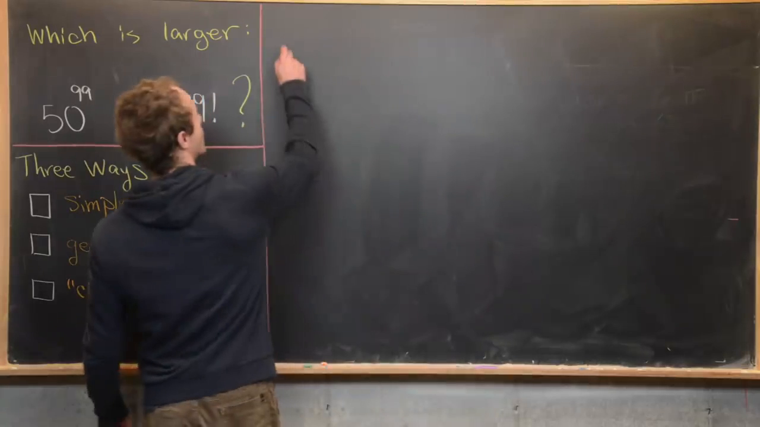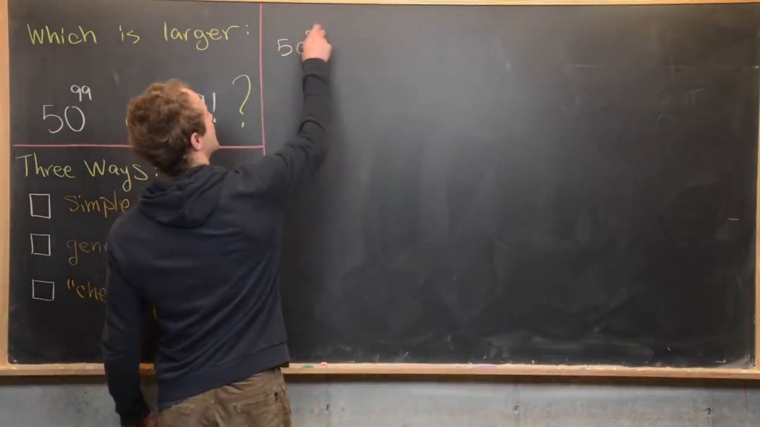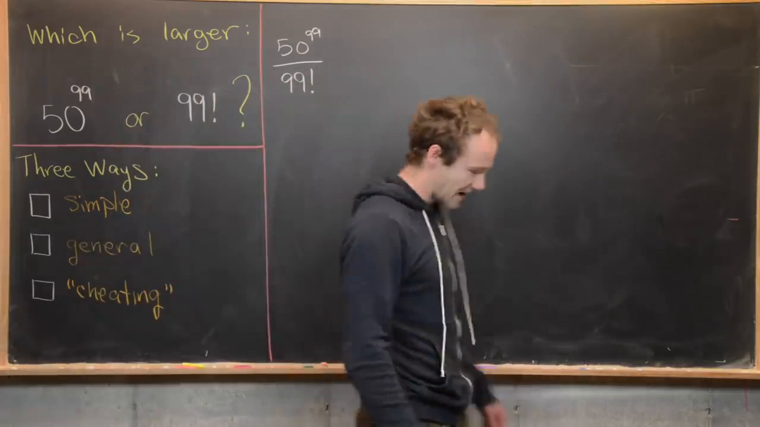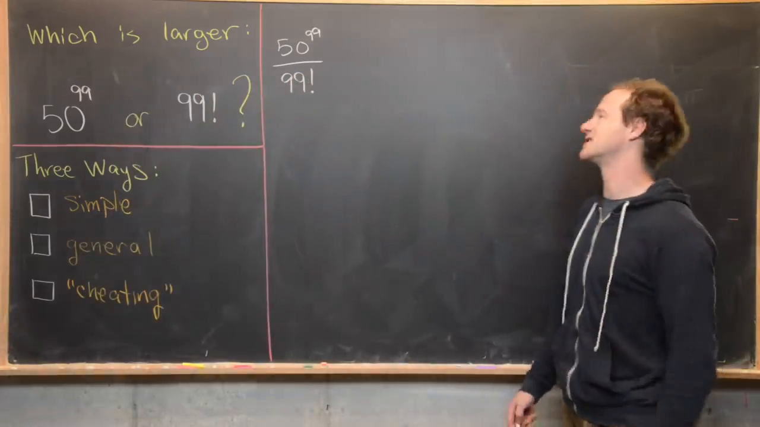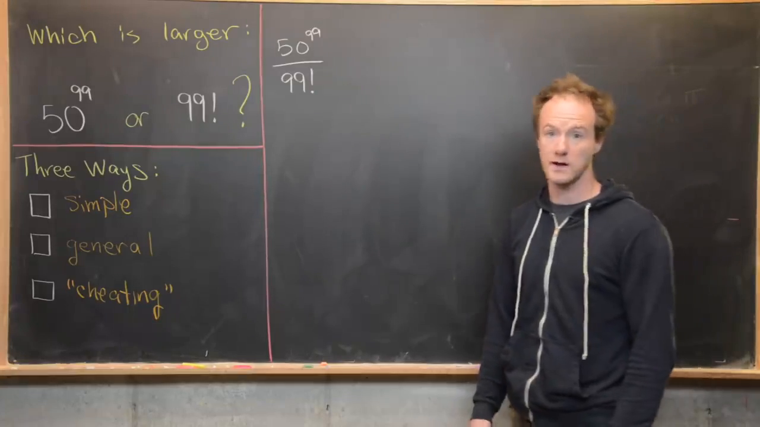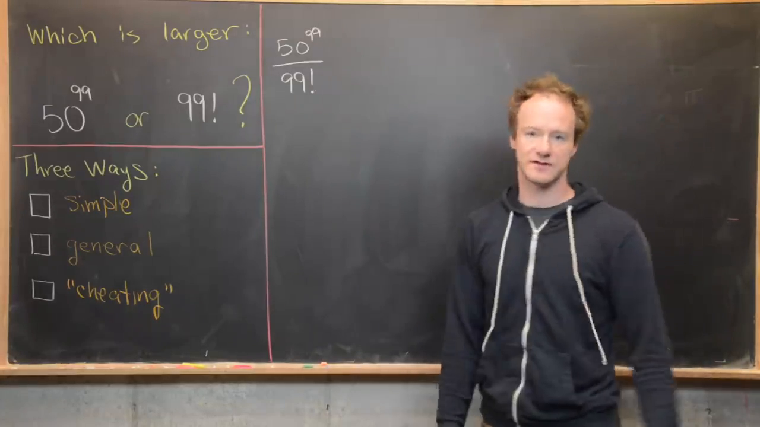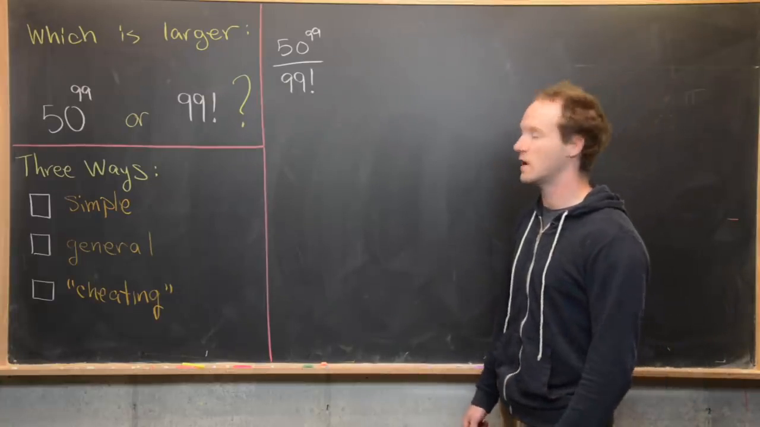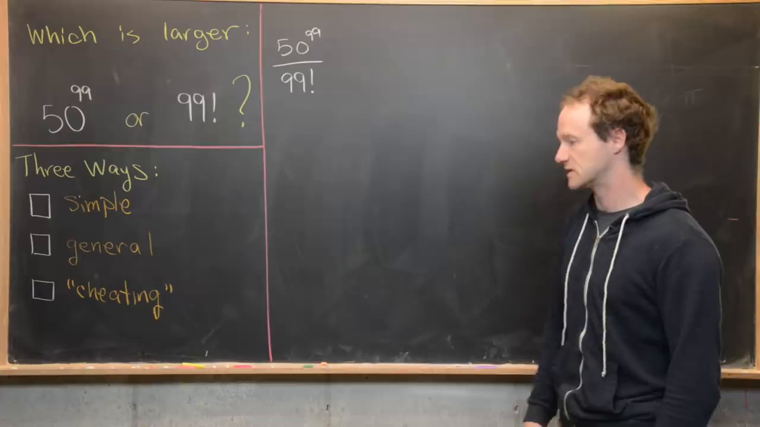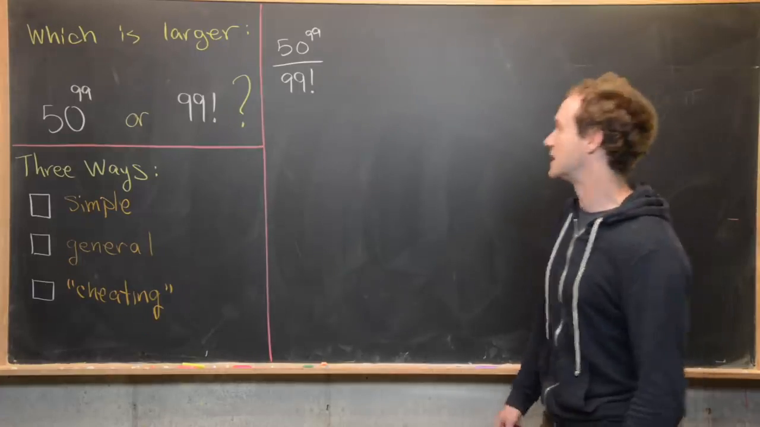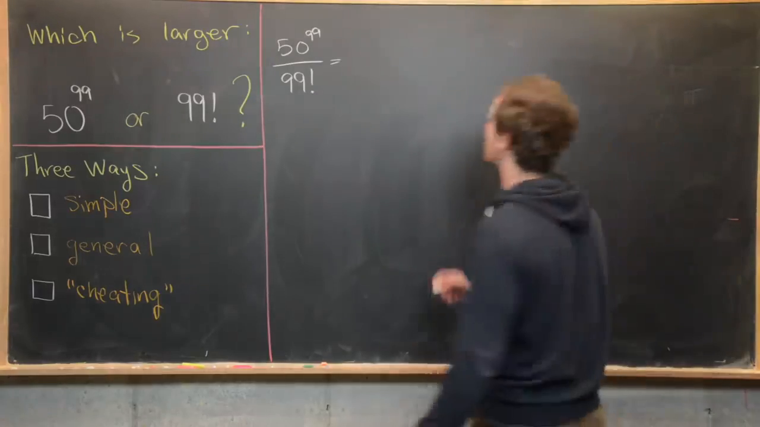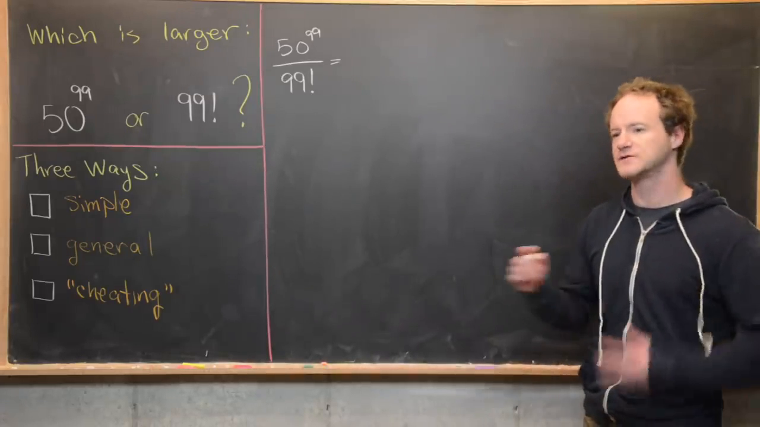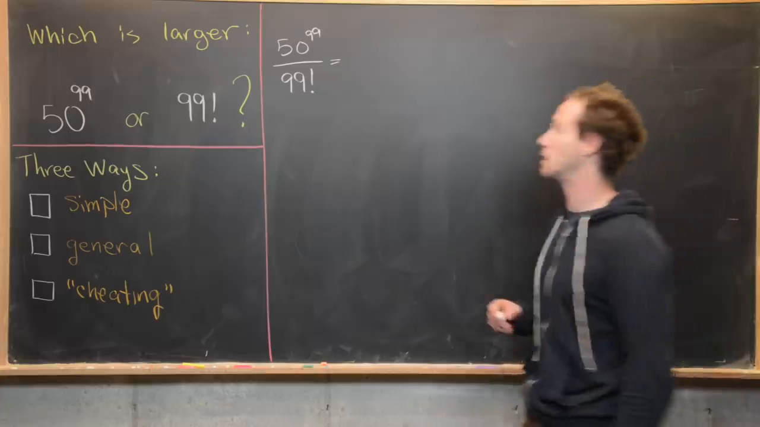So I'm going to look at the quotient 50 to the 99 divided by 99 factorial. If I can reduce this to something which is clearly larger than 1, then I know that the numerator is larger. But if I reduce it to something clearly smaller than 1, then the denominator is larger. So let's see which one we get. I'm going to expand this numerator a little bit. I'm obviously not going to write all of the 50s, but enough so that we can see the structure of our argument.